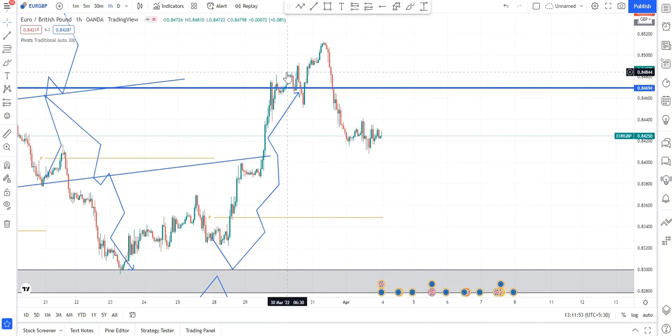Okay guys, after that you can see that it continuously consolidated. After that it once again took resistance and came back. Okay guys, we got a very nice trade in here, so I hope you took that trade and have been very profitable.